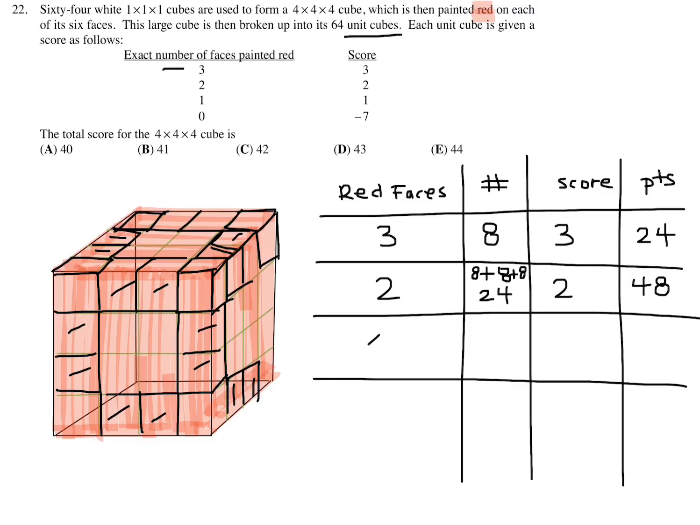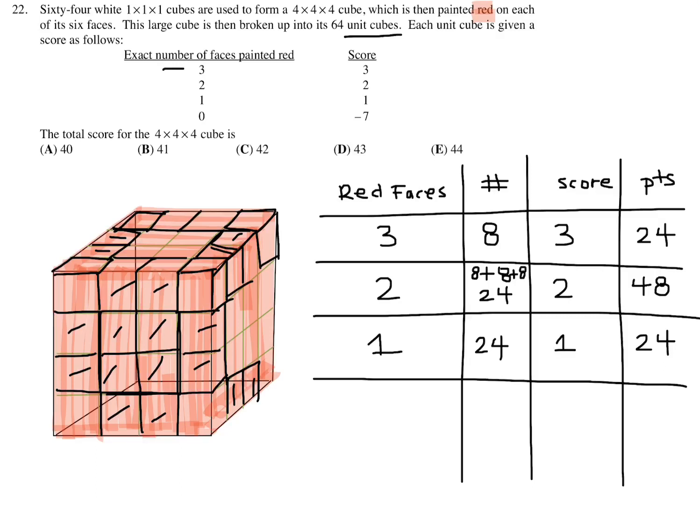Now we get to how many have 1. Well, those are the ones in the middle. They will only have 1 face painted red. And there's 6 sides to the cube, and each side will produce these 4. So 6 times 4 is 24, like that. And these get 1 point each, so that's 24.